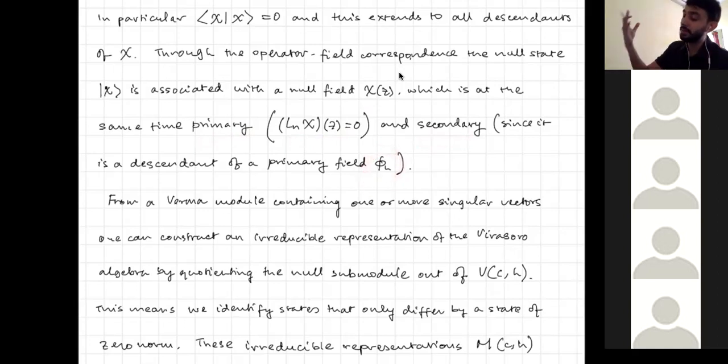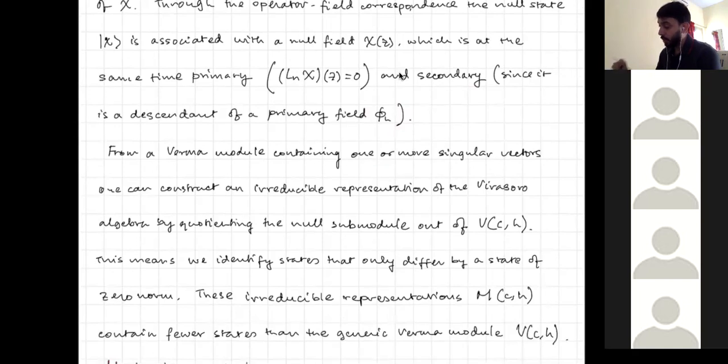This sounds a little weird at first, but if you sit down and think about it a little bit, you'll find that this is the case. Now, there was this question about what the irreducible representations are, and how you can get to the irreducible representations of the algebra that we are interested in. If a Verma module contains one or more of these singular vectors, then we can construct an irreducible representation of the algebra by quotienting the null submodule out of it.